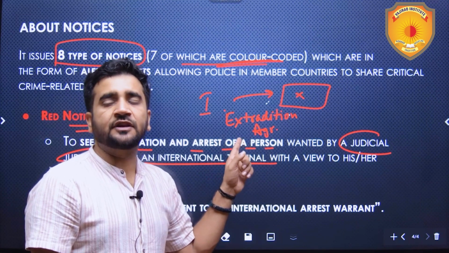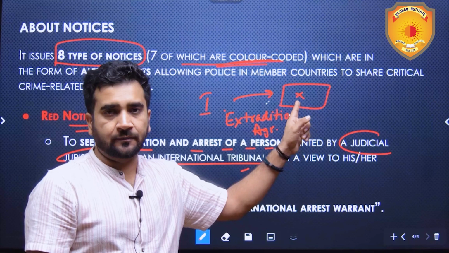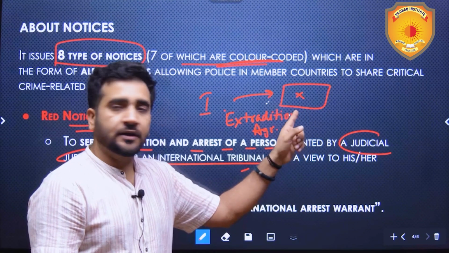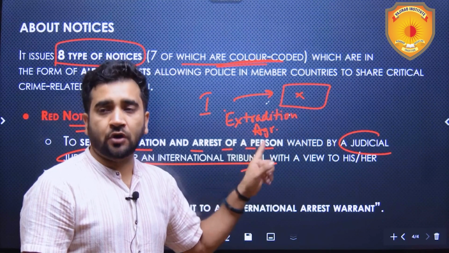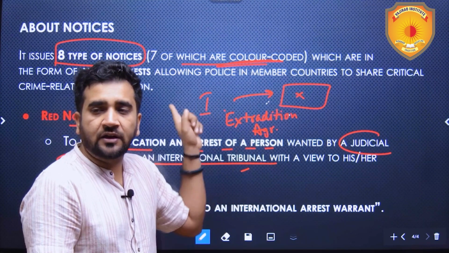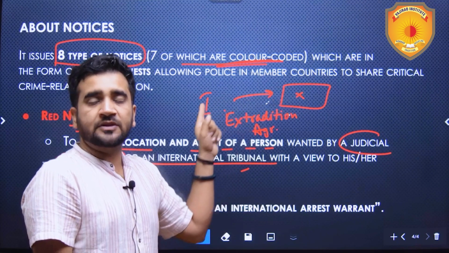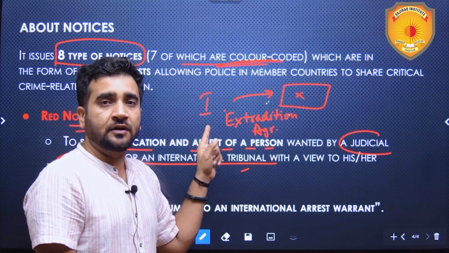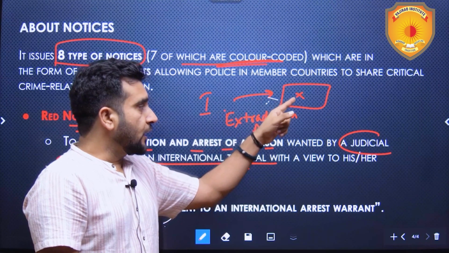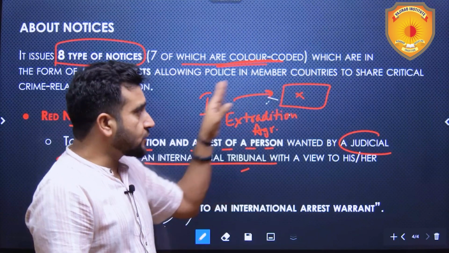If this extradition treaty or extradition agreement is signed between India and this X country. But if an extradition agreement is not there, then that person cannot be arrested and deported, because that person has not committed any crime over there. That person has committed a crime over here in India. So, in the absence of an extradition agreement, the person does not have to be sent.